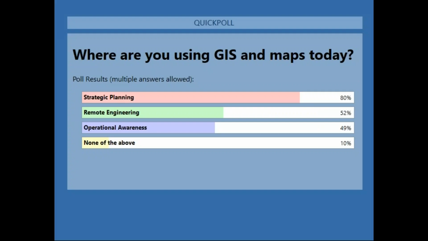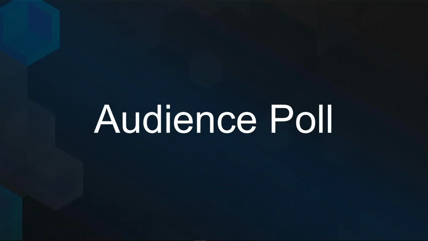You know, this is interesting. This is sort of what I would expect. We see a lot of our attendees using GIS and maps for the strategic planning component. We see about 50% are remote engineering. I'm surprised at the operational awareness. I'm glad to see it's that high, that 49%. And then we've got 10% that are not using any of them. So this should be a good opportunity, a good webinar for you to be able to see some of the solutions that we have really made available to our customers here.